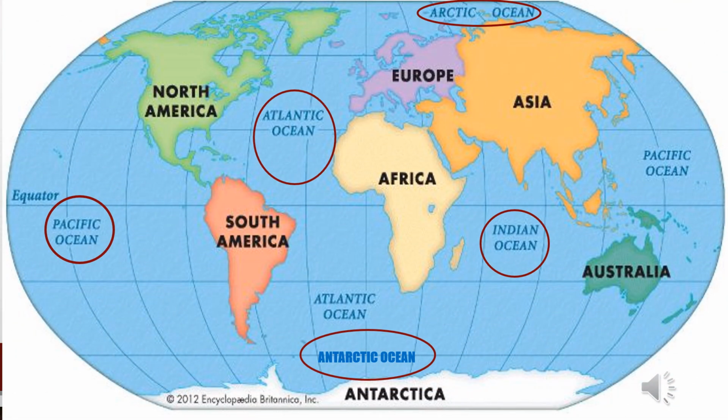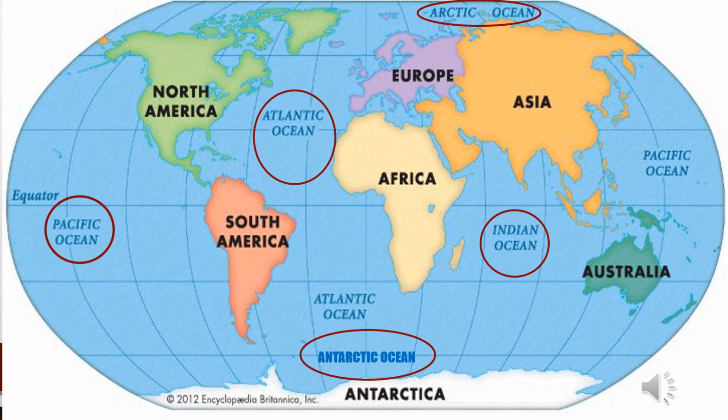Now look at the map of the world. Tell me the color you see the most. Blue color. We see blue color the most. This blue color represents water bodies. So the very large water bodies are called oceans.